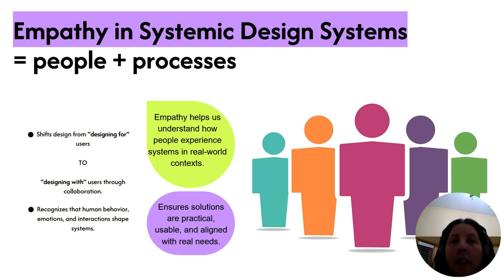Systemic design looks at systems as a whole, made up of people and processes. Empathy helps us understand real-life experiences within those systems. Instead of designing for users, empathy shifts us to designing with them, letting their experiences guide decisions. This matters because systems often fail in real-world use, and empathy helps close that gap.